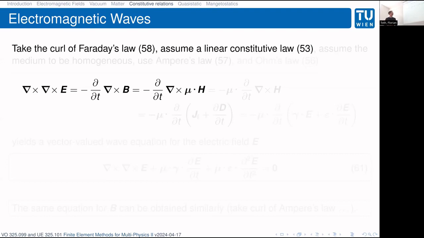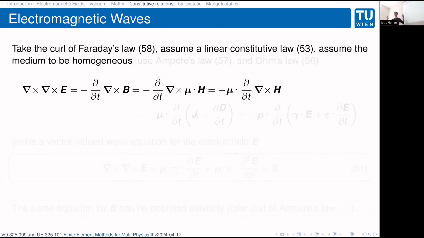Then we assume a linear constitutive law to make this somewhat handleable, so to say. If everything is non-linear, of course, even the electromagnetic waves can be very complex. But for the linear constitutive law, we can do this. So we replace B by mu times H. And then we assume that the medium is homogeneous, so we can write a single equation for the whole domain. That means we can pull out the mu from the curl.